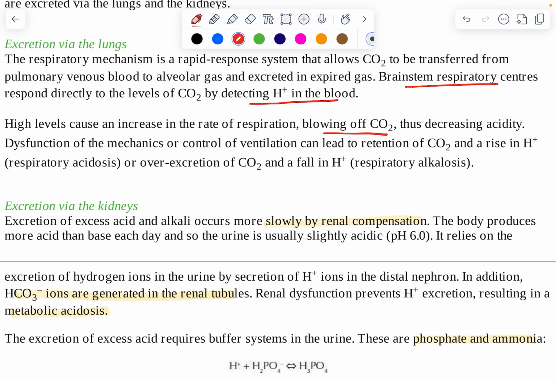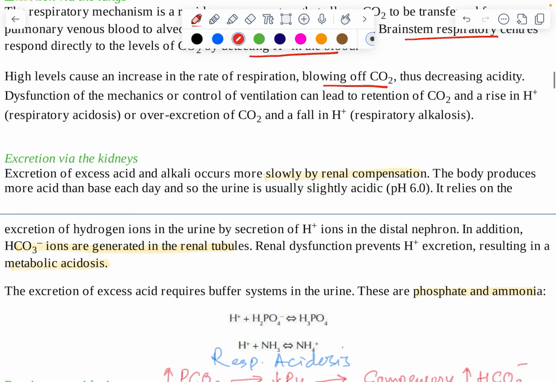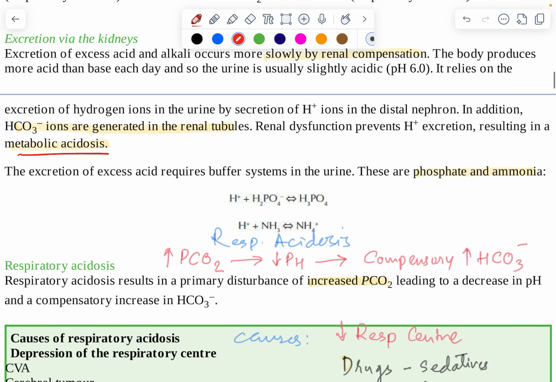Excretion by the kidney. Excess acids and alkalis are excreted slowly by renal compensation. The body produces more acids than bases each day, so urine is usually acidic. It relies on the excretion of hydrogen ions in urine by secretion of hydrogen ions in the distal nephron. In addition, bicarbonate ions are generated in the renal tubules. Renal dysfunction prevents hydrogen excretion, resulting in metabolic acidosis. The excretion of excess acid requires a buffer system in the urine. Phosphates and ammonia are the buffer systems.